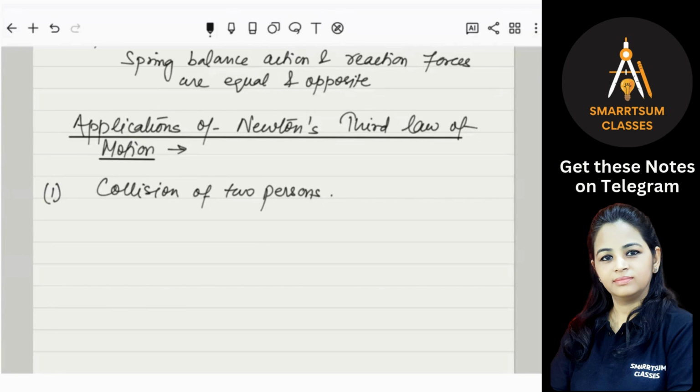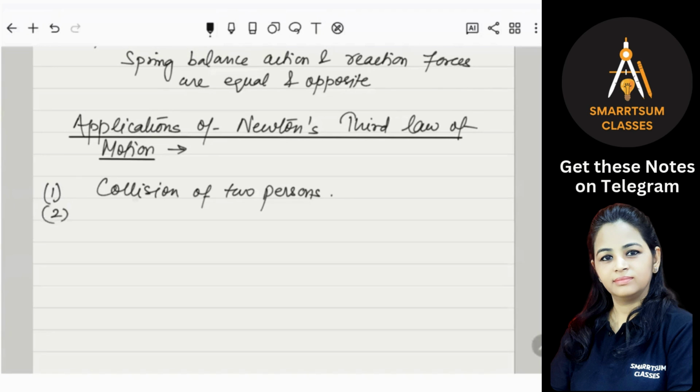Why? Because they apply force to each other. Are you getting it? Equal and opposite force, right? So the two opposing forces are an action and reaction pair. These are forces which always act in pairs. Are you getting that? Okay. So collision of two persons is an example of Newton's third law of motion, and that's the reason both persons get hurt. Is that clear?